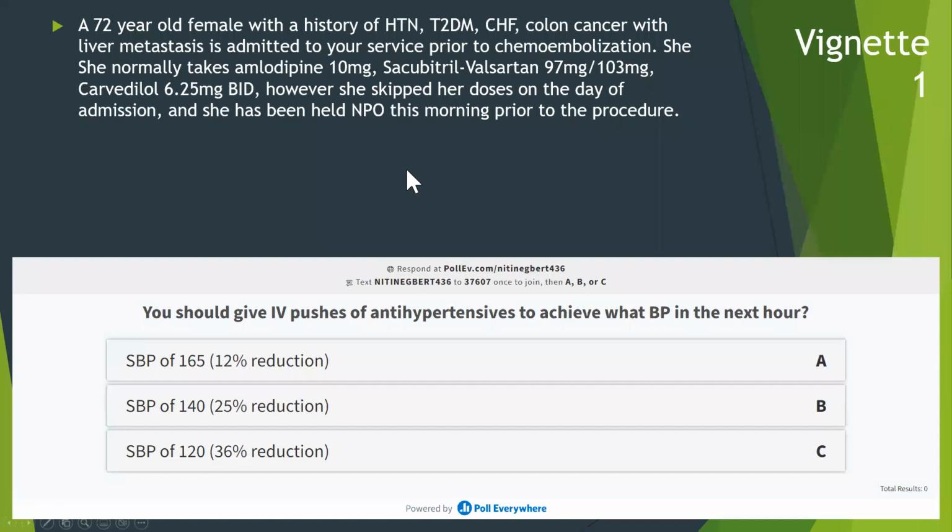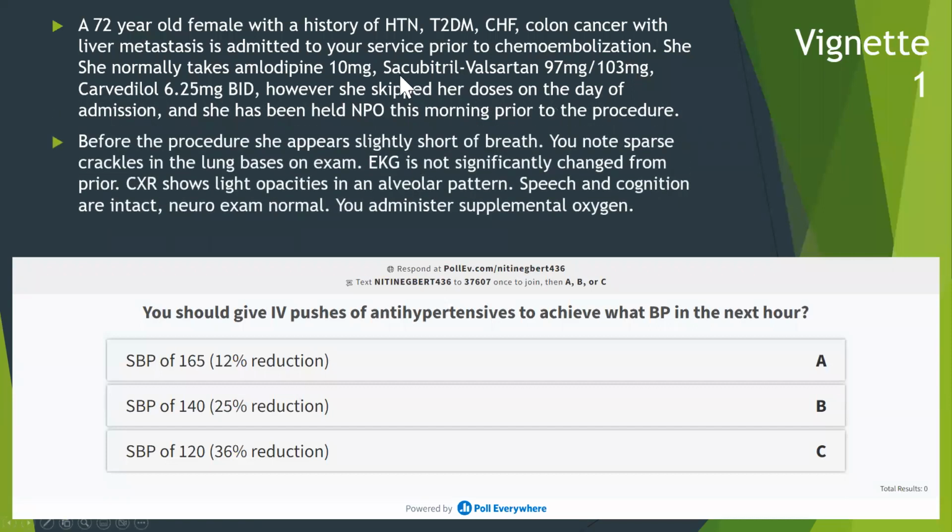Just before the procedure, she appears slightly short of breath. You note some sparse crackles at the lung bases on exam. EKG is not significantly changed from prior, but the chest x-ray shows light opacities in an alveolar pattern, and speech and cognition are normal. Neuro exam is normal. You administer supplemental oxygen, and these are her vitals. The important ones here are mostly the blood pressure of 187 over 100, and the fact that she's requiring 4 liters of nasal cannula to keep a saturation of 94%.